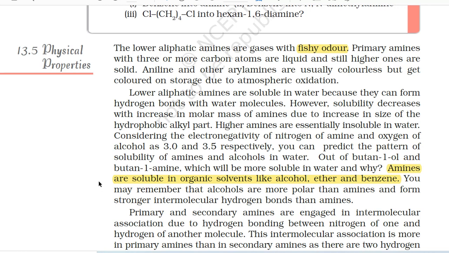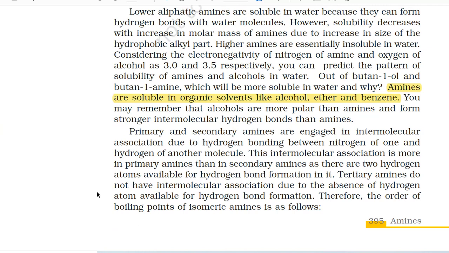Amines are soluble in organic solvents like alcohol, ether, and benzene. You may remember that alcohols are more polar than amines and form stronger intermolecular hydrogen bonds than amines. Primary and secondary amines are engaged in intermolecular association due to hydrogen bonding between nitrogen of one and hydrogen of another molecule. This intermolecular association is more in primary amines than in secondary amines as there are two hydrogen atoms available for hydrogen bond formation in it. Tertiary amines do not have intermolecular association due to the absence of hydrogen atom available for hydrogen bond formation.